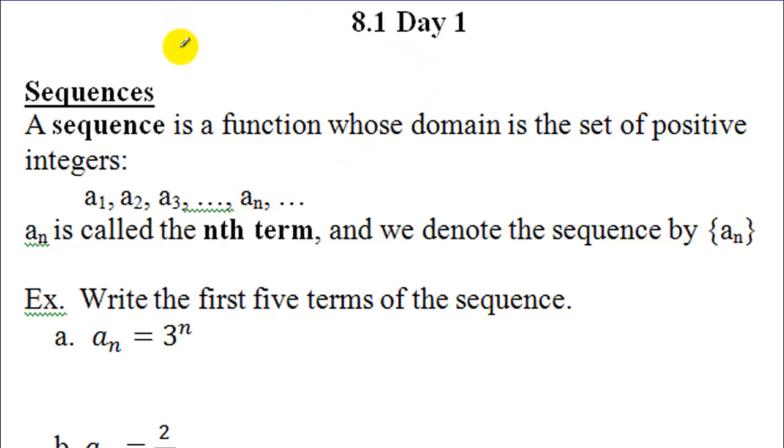This is section 8.1, day 1. We're going to start with sequences. A sequence is a function whose domain is a set of positive integers: a sub 1, a sub 2, a sub 3, all the way to a sub n. A sub n is called the nth term, and we denote the sequence using curly brackets with the function or the expression inside of the curly brackets.